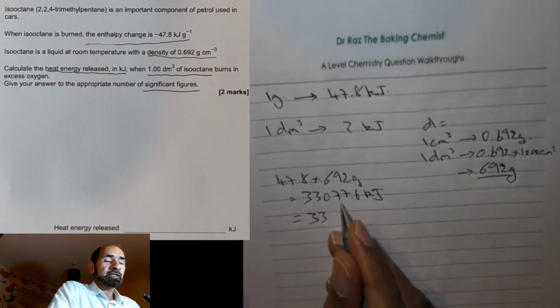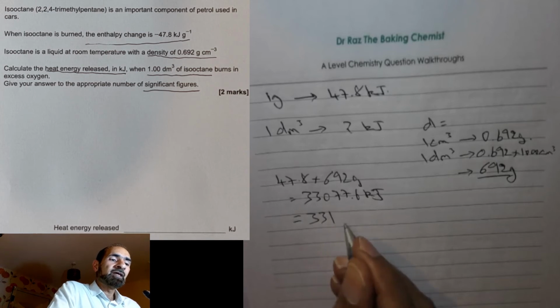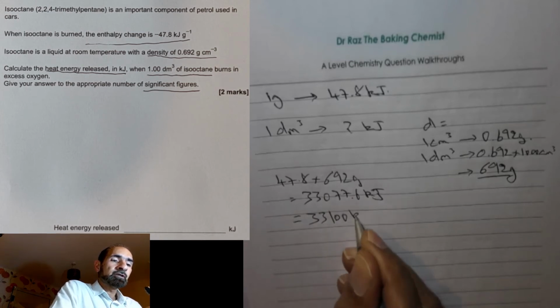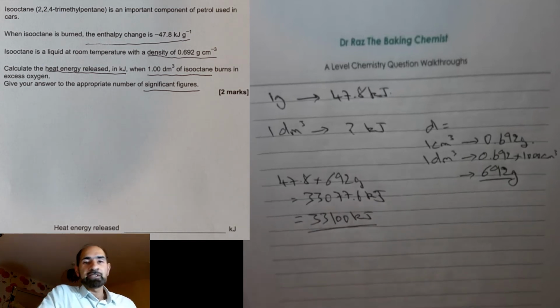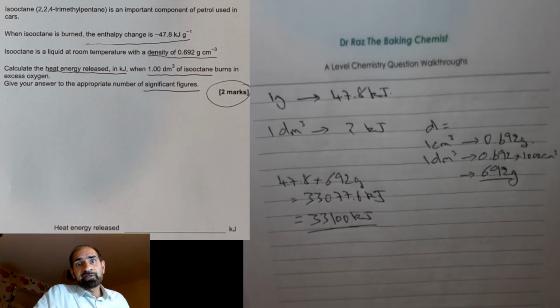That's not 0. The next number is 7, so obviously you need to be careful. So that's 33100 kilojoules of energy given out. Only 2 marks, so it can't be that difficult. But if you've never encountered this kind of question before, it will put you off.